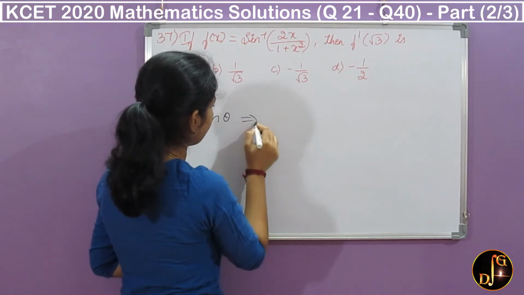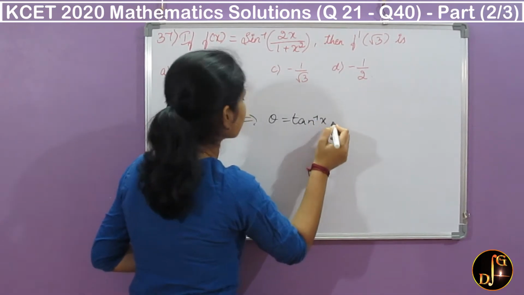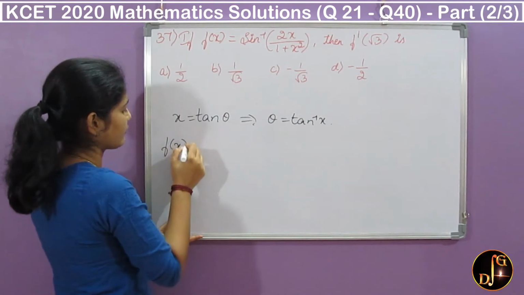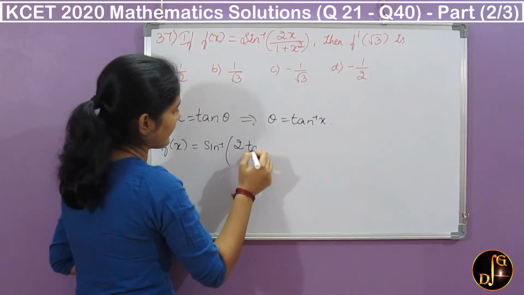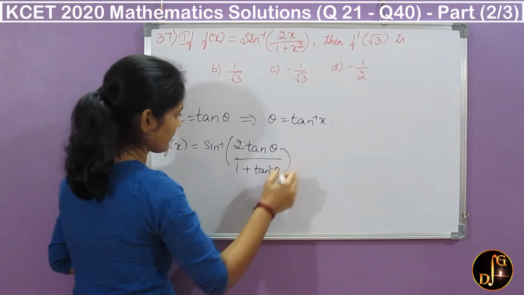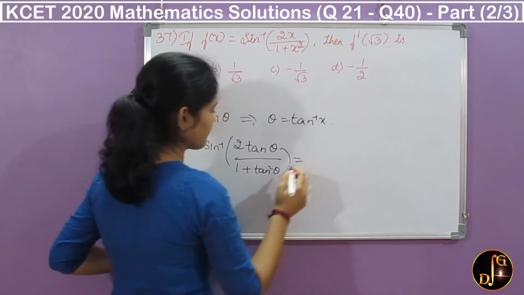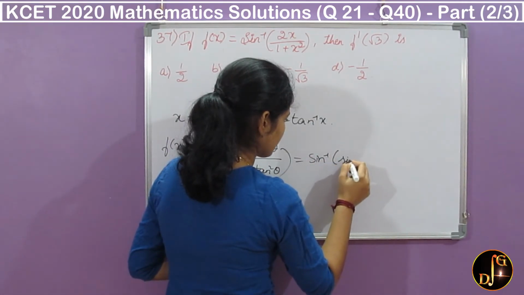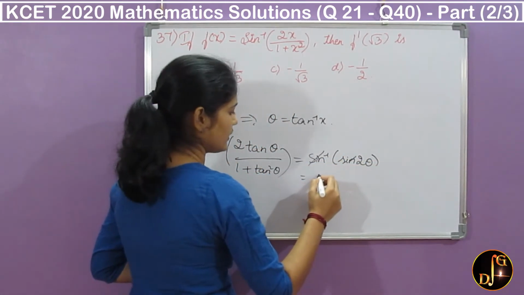Then we will get theta is equal to tan inverse x, right? Let's substitute x is equal to tan theta. Then we will get f of x is equal to sine inverse of 2 tan theta divided by 1 plus tan square theta. What is this? 2 tan theta divided by 1 plus tan square theta is nothing but sine 2 theta, right? So we will get sine inverse of sine 2 theta. Sine and sine inverse get cancelled. So it is 2 theta.